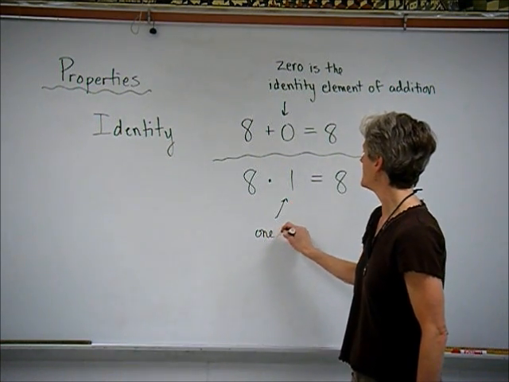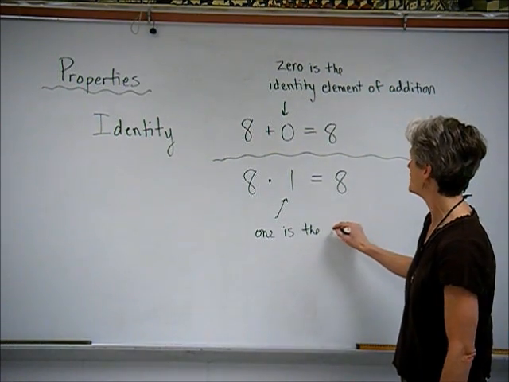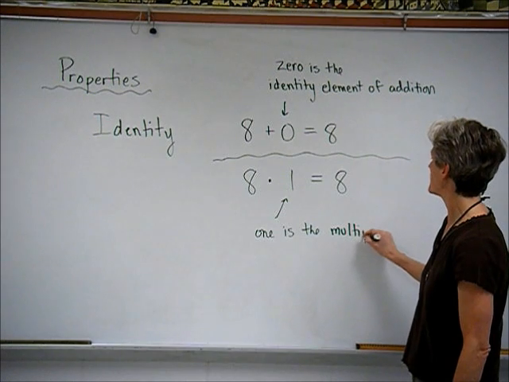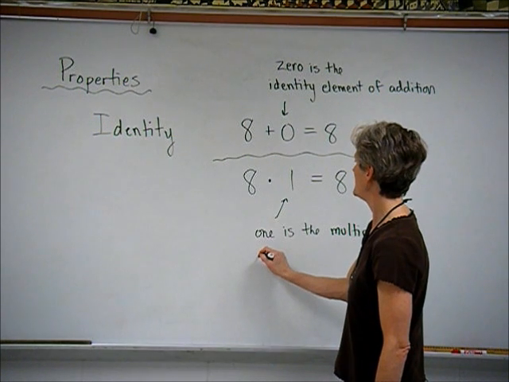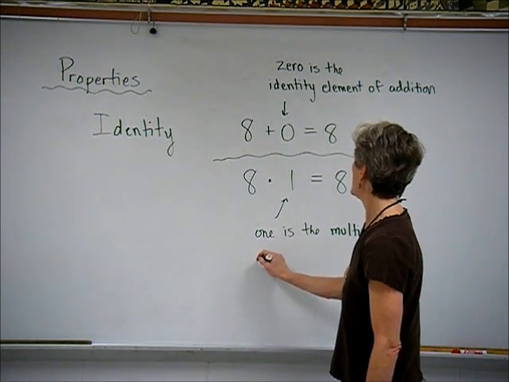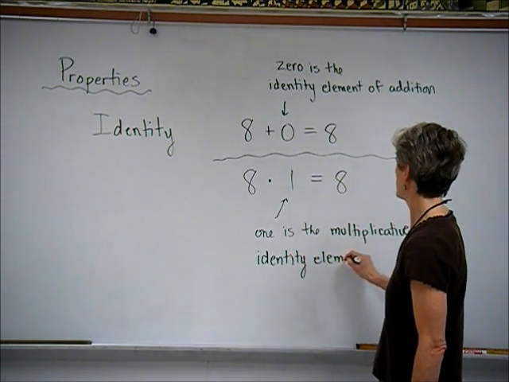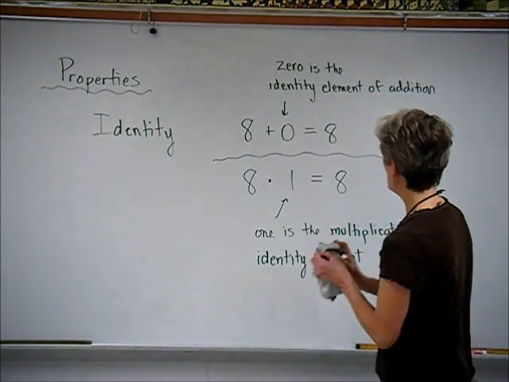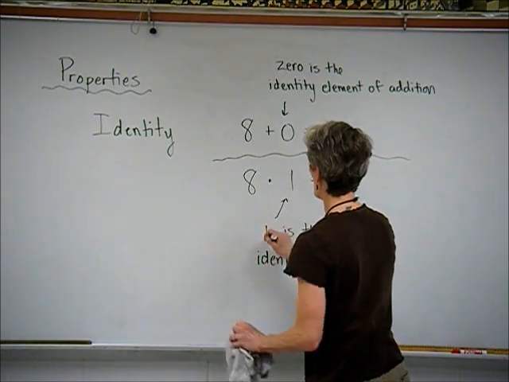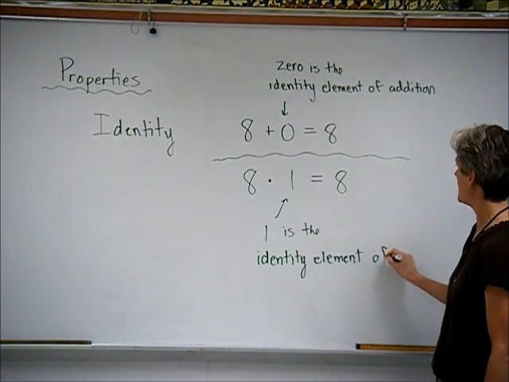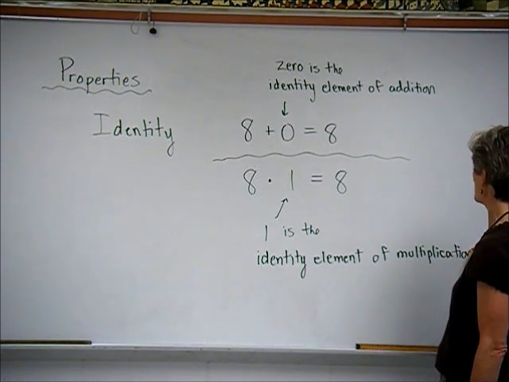1 is the multiplicative. That's a fun word. Go ahead and say it. I know you want to. Is the multiplicative identity element. Or I can say it is the identity element of multiplication. I just like saying the word multiplicative. But maybe it makes more sense to say 1, I'm just going to write the number, 1 is the identity element of multiplication. Because I can multiply 1 times anything.